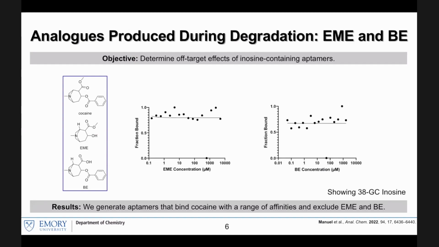And just showing 2 of our aptamers here, our 38GC inosine, none of our aptamers bound EME or BE at all. So we were really excited to see that, just because it was something that was really cool to pick up from it. But we didn't stop here.